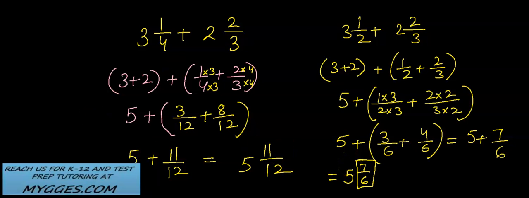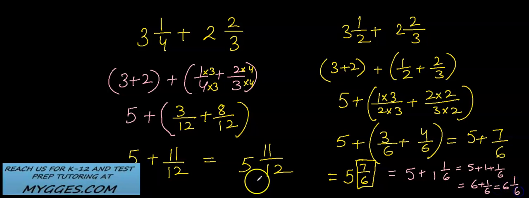So what we do, we again convert that improper fraction to mixed, like 5 and then 7/6 can be written as 1 and 1/6, which is actually the same as 5 plus 1 plus 1/6, which is equal to 6 plus 1/6, and the final answer would be 6 and 1/6.